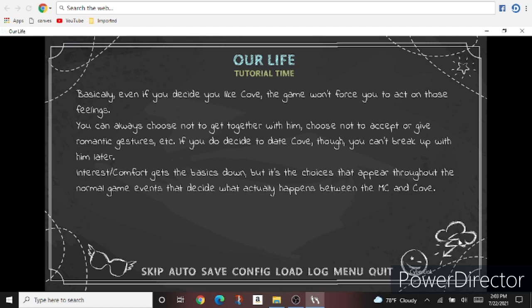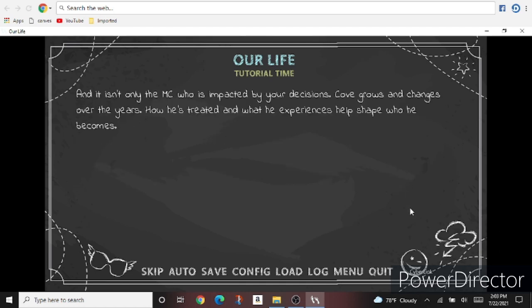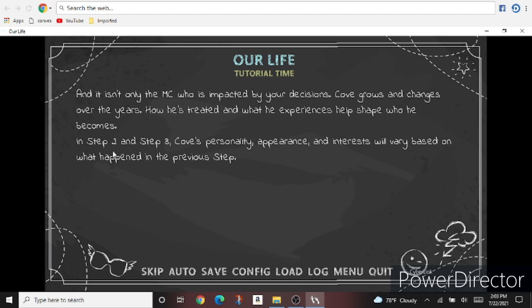Interest and comfort get the basics down, but it's the choices that appear throughout the normal game events that decide what actually happens to the MC and Cove. And it isn't only the MC who is impacted by your decisions. Cove grows and changes over the years. How he is treated and what he experiences help shape who he becomes. In steps 2 and 3, Cove's personality, appearance, and interest will vary based on what happened in the previous step.